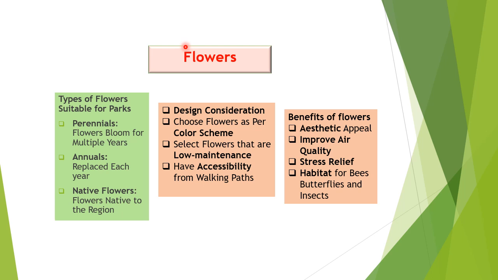Then, of course, parks usually have flowers, and the flowers are of different types depending upon which are suitable for the park. You can use perennials, whose flowers bloom for multiple years. You can use annuals, which are replaced each year. You can go for native flowers, native to the region. So a design consideration for flowers is that you choose flowers as per the color scheme. We will discuss the color scheme in the next video.